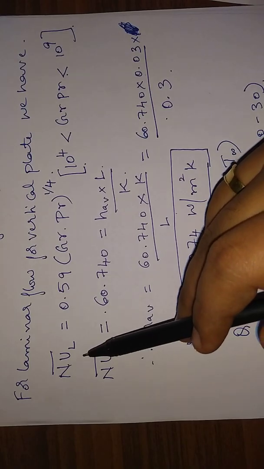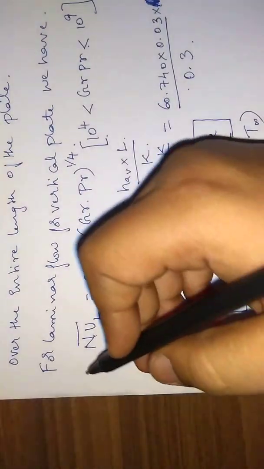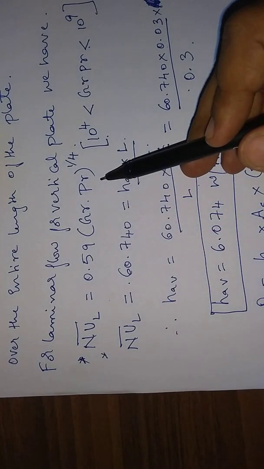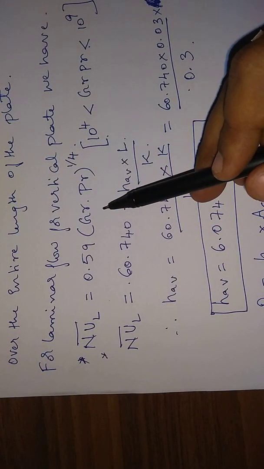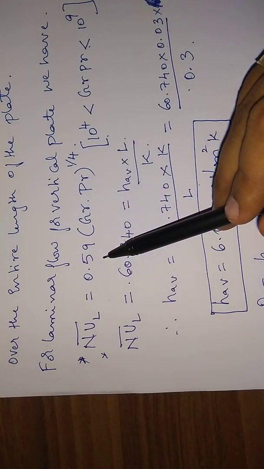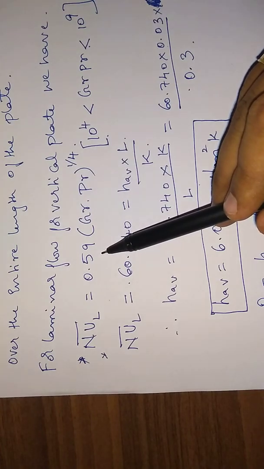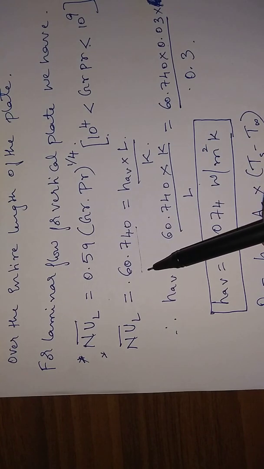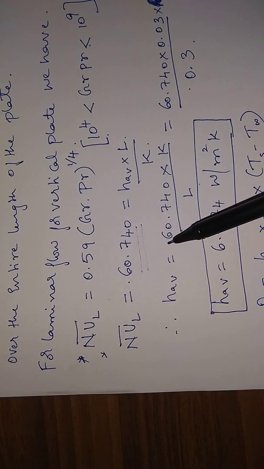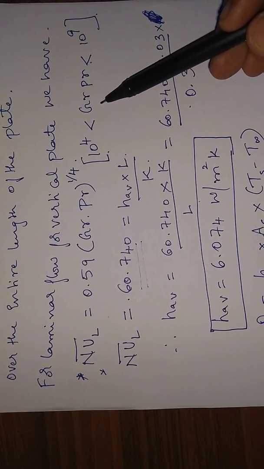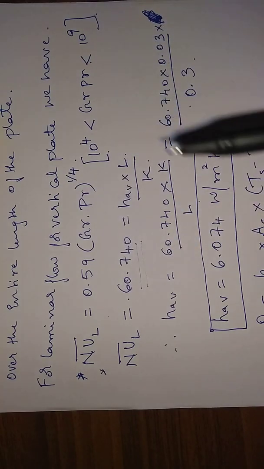In the next video I'm going to discuss that there are a number of correlations available. Please make a note of it. You have Churchill and Chu, and there is one more procedure where you can calculate the local Nusselt number and then go to the average Nusselt number. This term is going to vary a little bit, but you need not worry. You can use whatever formula is available in the data handbook. There are two or three correlations available, so according to the problem you can use it.